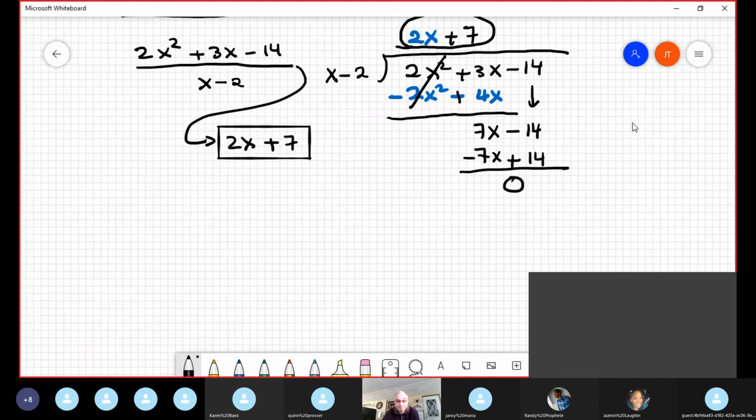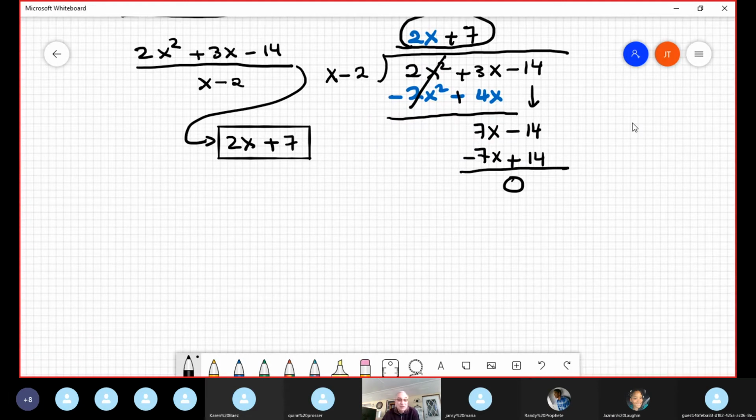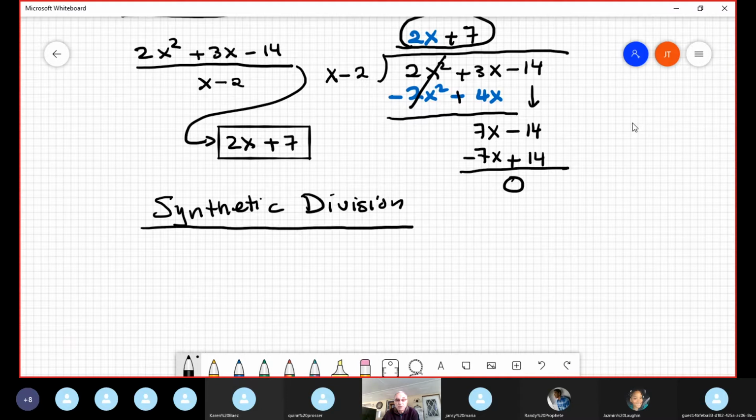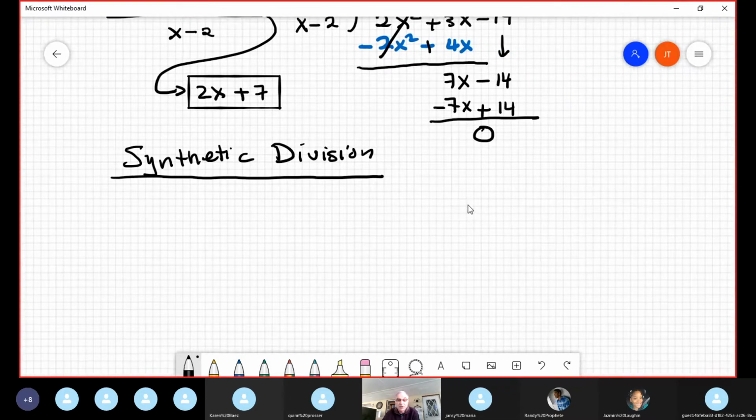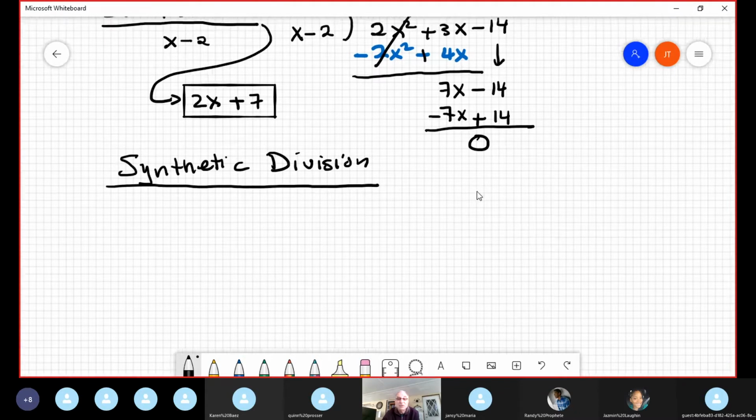This is a long division. However, I prefer in this topic synthetic division. Synthetic division is a shortcut to do exactly the same idea, but in a short way. And synthetic division is only possible when the degree of the divisor is 1. So let's do exactly the same problem, but using synthetic division organization.